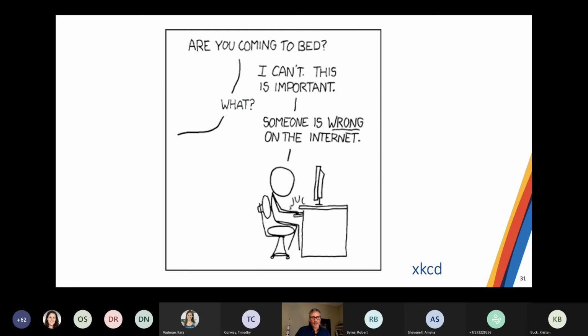I put this cartoon in partly because I love XKCD, but it's mostly for my family and my wife. "Are you coming to bed?" "I can't, it's important. Someone is wrong on the internet." So communicating via social media about science is challenging, and you can waste a lot of your time. And so I'm hoping I can help you waste less time if science communication is part of your goal in the future or something that you're active in right now.